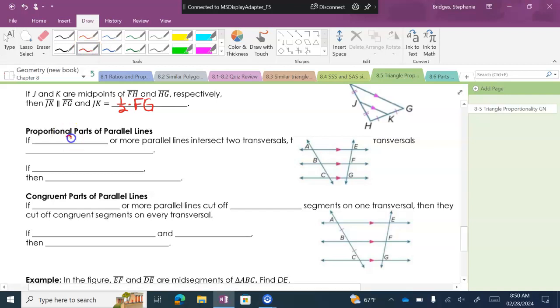If 3 or more parallel lines intersect 2 transversals, this is what is covered up. Then they cut off, and that last word is supposed to be transversals. That's what's cut off there. Sorry. I moved some stuff around and didn't pay attention that it was covering up the words. Okay, so if 3 or more parallel lines intersect 2 transversals, then they cut off the transversals. The last blank is proportionally.